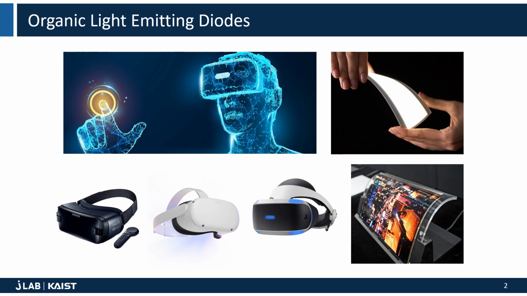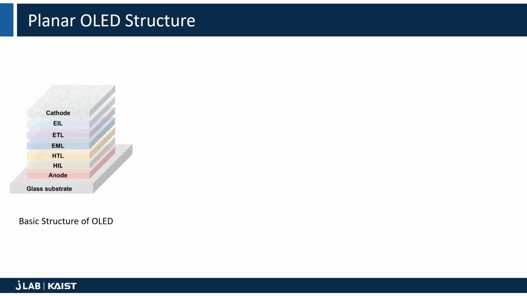So let's start with OLED. OLEDs are organic light emitting diodes that use organic materials to produce light. They have the advantage of being thin, flexible, stretchable, and backlight free. OLEDs are currently used in many display industries, including virtual reality and augmented reality devices.